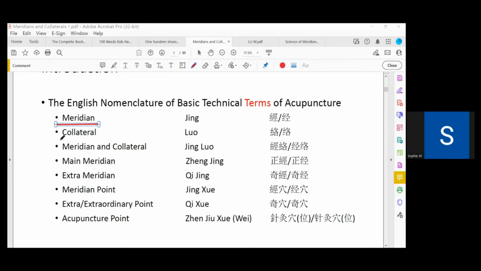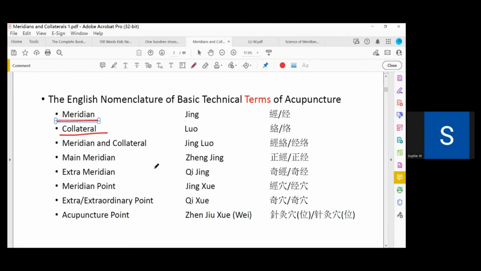Yeah, meridians, collateral, meridian and collateral. Also, we will talk about the main meridian, extra meridian, and the meridian point, extraordinary point, acupuncture point. Right. Just for now, we just generally read it. Have some impression of these terms.